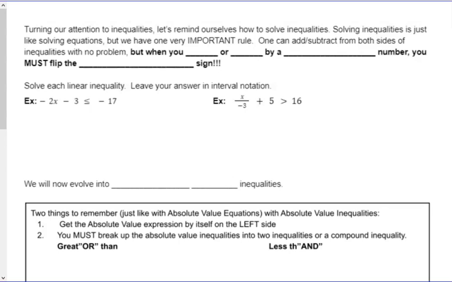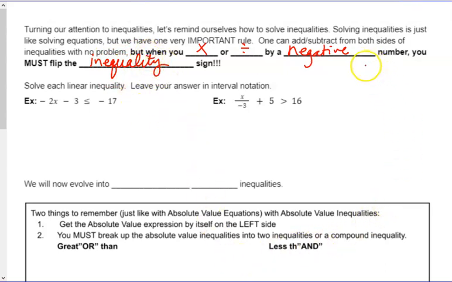Turning our attention to inequalities, let's remind ourselves how to solve inequalities. Solving inequalities is just like solving an equation like we just did, but we have one very important rule. Now, we can add and subtract from both sides of our inequalities with no problem. That's not the issue. But when you multiply or divide by a negative number, you must flip the inequality sign. Okay, you must flip that inequality sign.